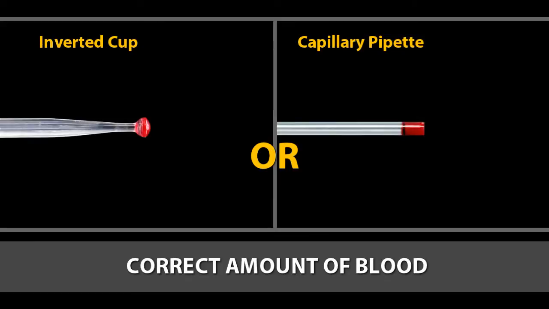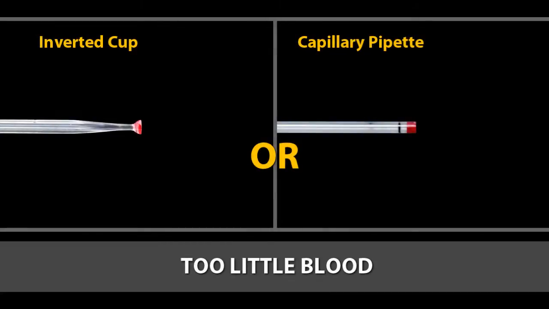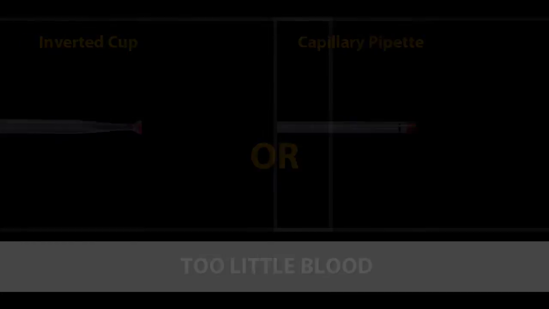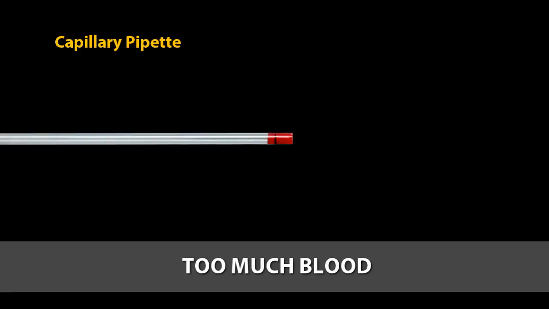The amount of blood collected is critical. This is the correct amount of blood. This is too little. This is too much.